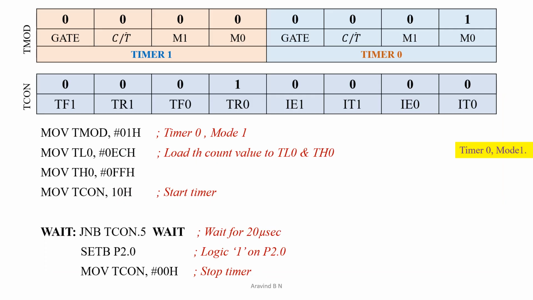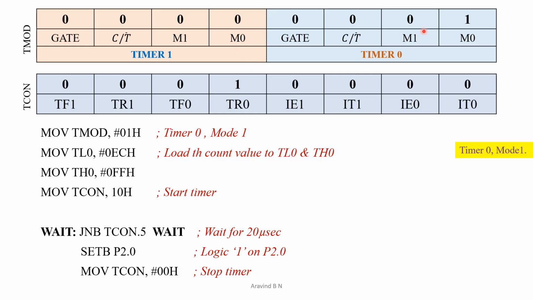Now let us get into the programming part. First we need to understand that we are using timer 0 in mode 1. So we need to understand how to configure the TMOD register as well as the TCON register before getting into the program. In the question, they have not told which timer we need to make use of. So either timer 0 or timer 1, any of these we can select. In this example, I am selecting timer 0.